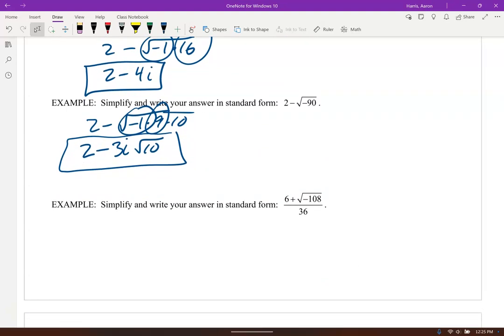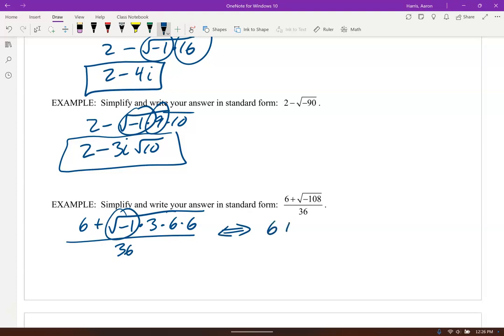Let's put this one in our standard form here. 6 plus, let's see, I got negative 1 times 3 and 36. 3 and 36, or 3 and 6 and 6, in other words, would be 108. So i comes out. I got square root of 36, so I got a 6 come out. I'm left with a 3. This is all over 36. So 6 plus 6i root 3 all over 36.